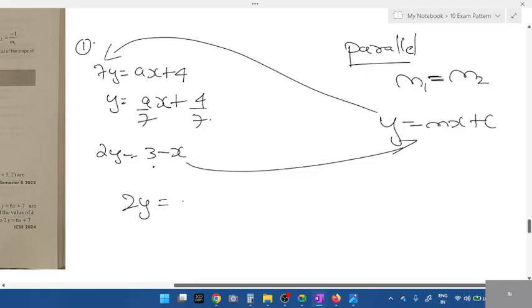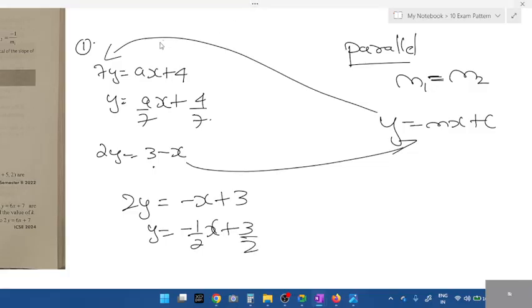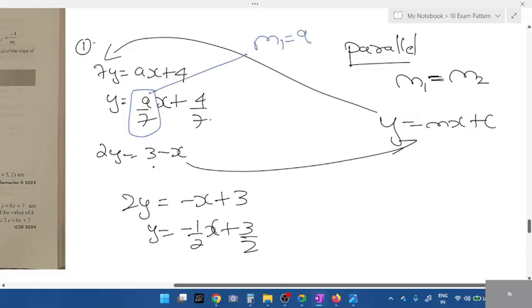Next, this question, if you arrange this, 2y is equal to minus x plus 3. Can I write it like this? Because x should be. Then, what about the next one? Divided by 2, y is equal to minus 1 by 2 x plus 3 by 2. What is m1 and m2 here? m1 is how much? a by 7. Compare this, students. Can you see the m value is given? a by 7. What is m2? Yes, m2 is equal to minus 1 by 2.